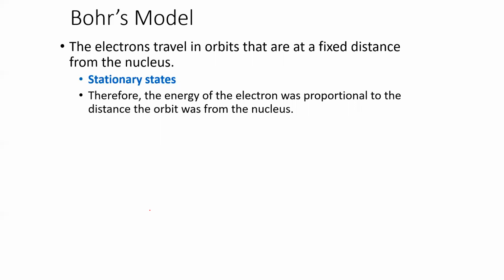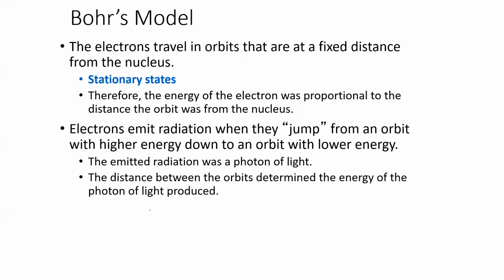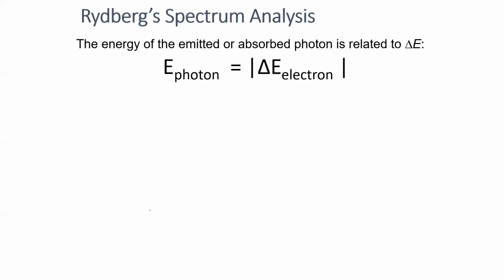The energy of the electron is directly proportional to the distance the orbit is from the nucleus. So electrons emit radiation when they drop down from higher states to lower states. The emitted radiation is seen as a photon of light. So the distance between the orbits determines the energy.